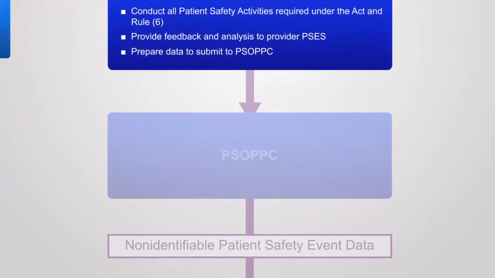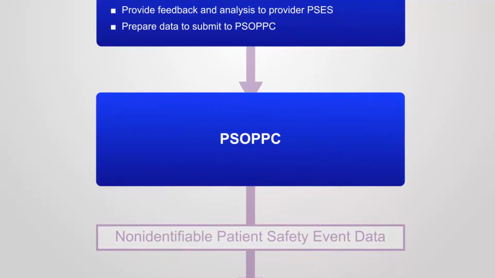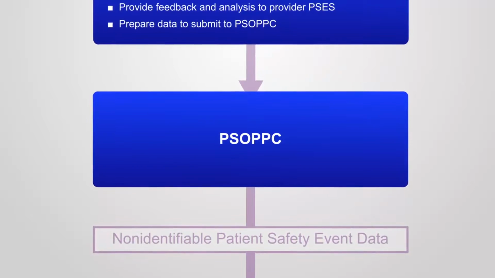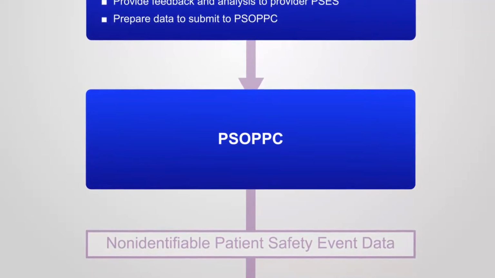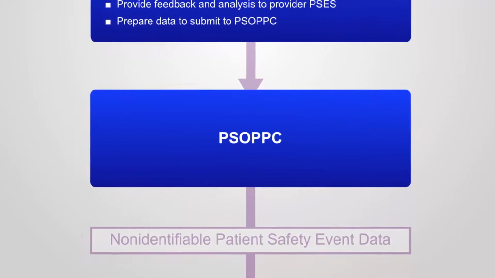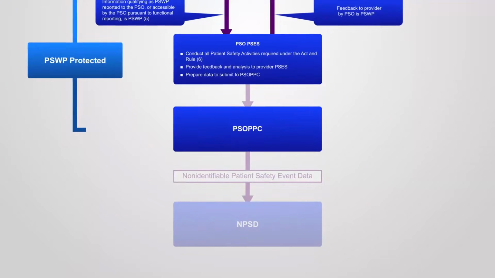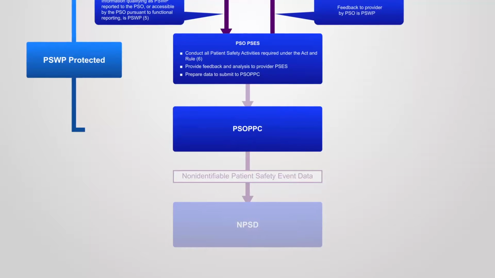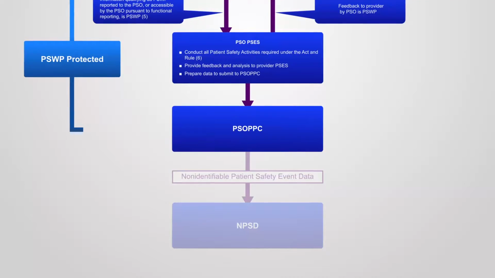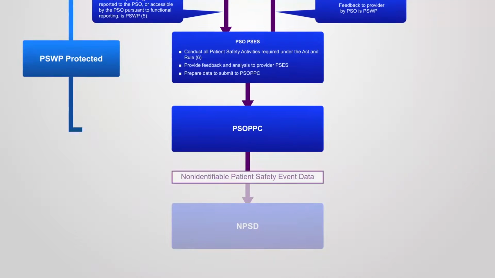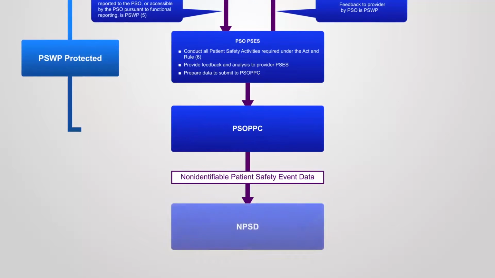AHRQ has established the PSO Privacy Protection Center, or PPC, to assist PSOs in rendering data non-identifiable according to the standard in the rule. Thus, the diagram shows data first going from the PSO PSES to the PSO PPC, and once the information is confirmed to be non-identifiable, to the NPSD.